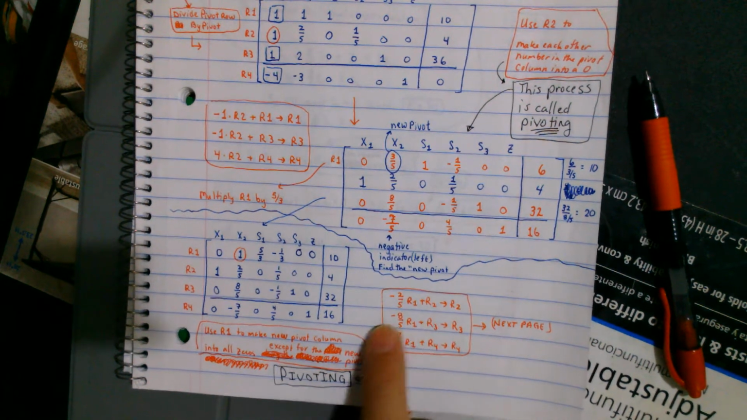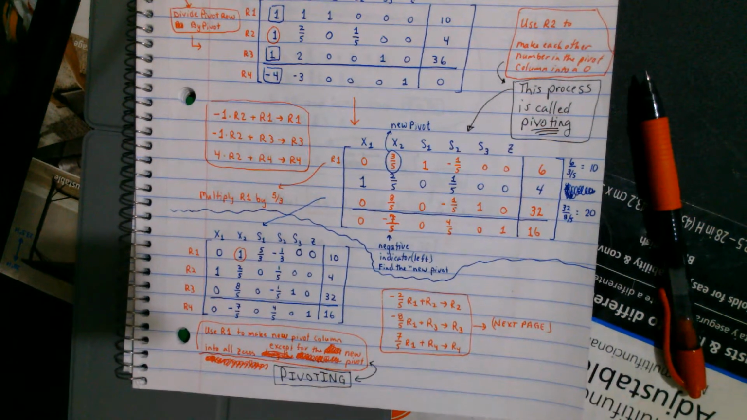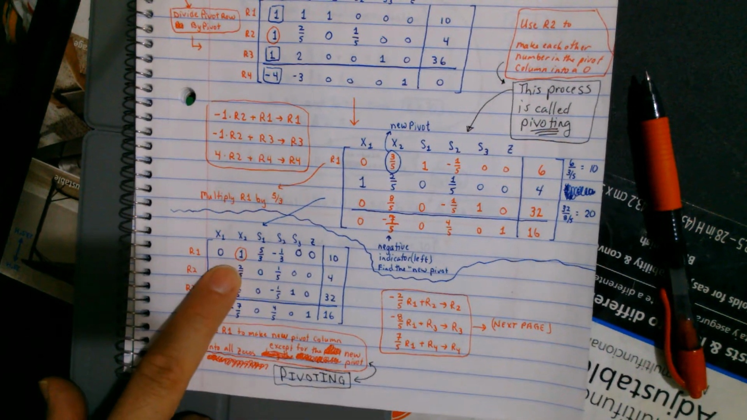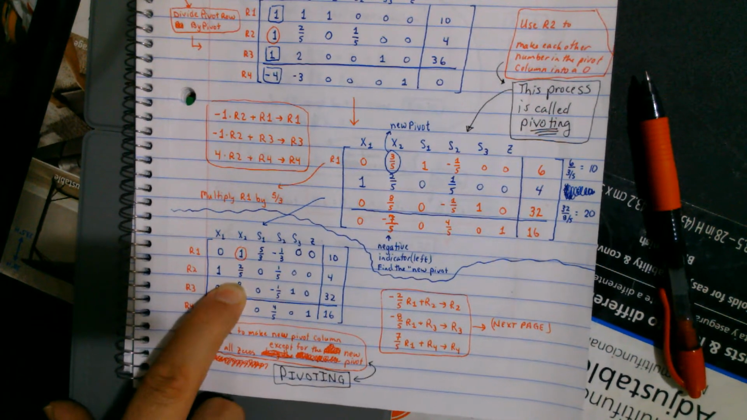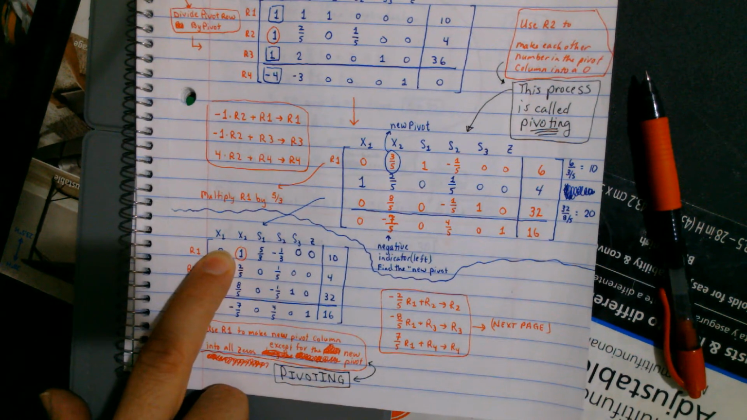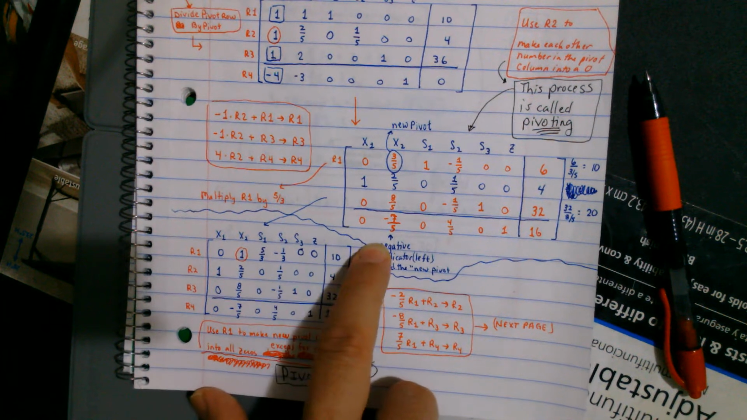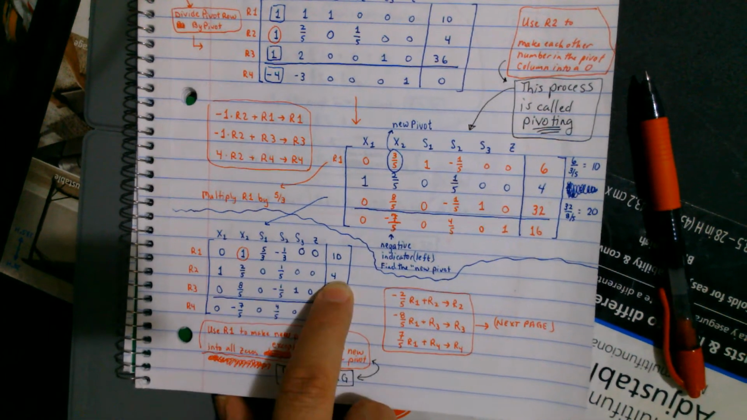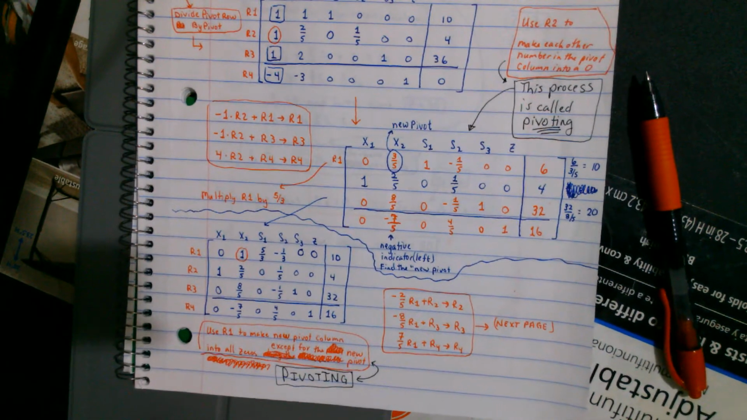So here's the process. It involves fractions, which kind of sucks, but to cancel with a positive 2/5, I need a negative 2/5 here. So I'm going to multiply all this by negative 2/5, and I'm going to add all this to it. And that's what I'm going to put in essentially my next page.